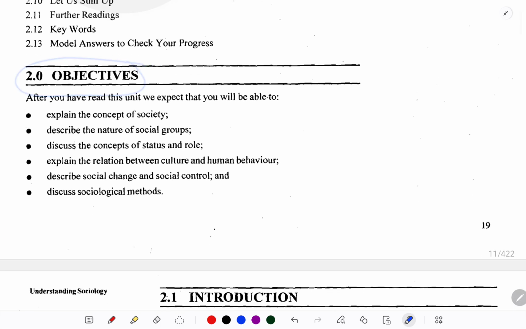Objectives of this unit: explain the concept of society, describe the nature of social groups, discuss the concepts of status and role, explain the relation between culture and human behavior, describe social change and social control, discuss sociological methods.